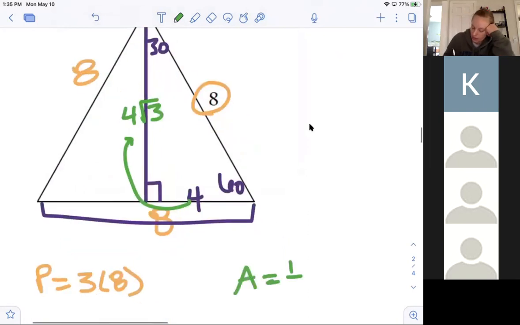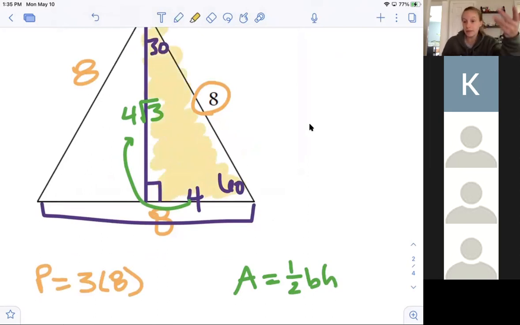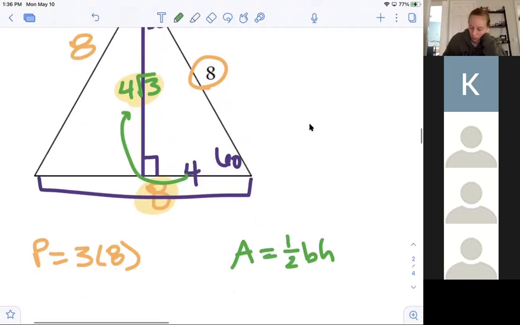Now, area of a triangle is the same thing: 1/2 base times height. You can use this as one triangle, but then that means my whole shape has 2 triangles, so I'd have to multiply by 2. I would rather, and this is what I was saying a minute ago, do the whole 60, 60, 60 triangle. So I'm going to say my base is 8 and my height is 4 root 3, and that takes into account the entire triangle. So I'm going to do 1/2 of 8 times 4 root 3.